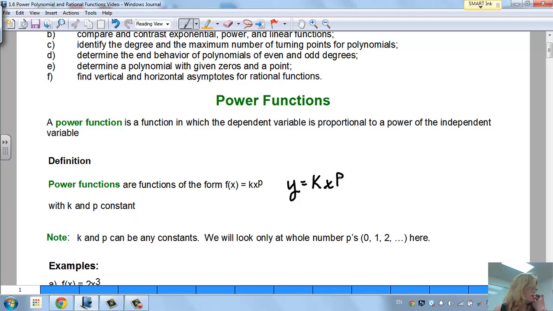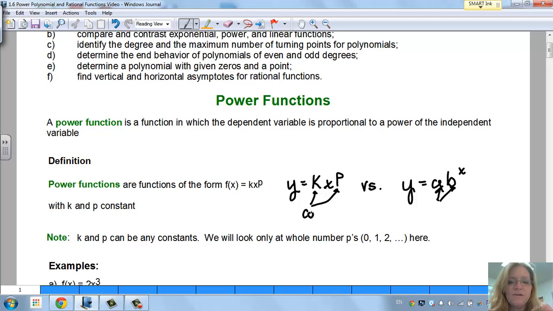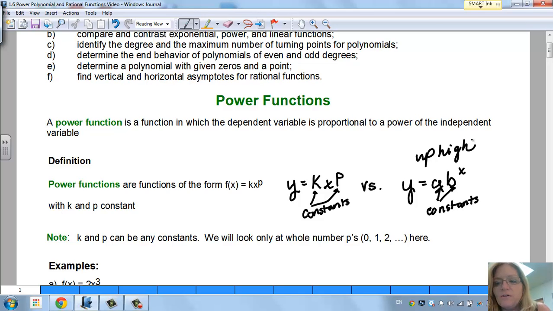Okay? Now, let's compare versus what you're used to with exponential, the y equals ab to the x, where you see that a and b are your constants and this is your variable. Here, your k and your p are constants, and the power is your exponent, if you will. So these are constants here. Now, the best way to say this is the x is up high if it's exponential. If it's power, your variable or your x is down low, if you'll see. So it's y equals kx to the p.